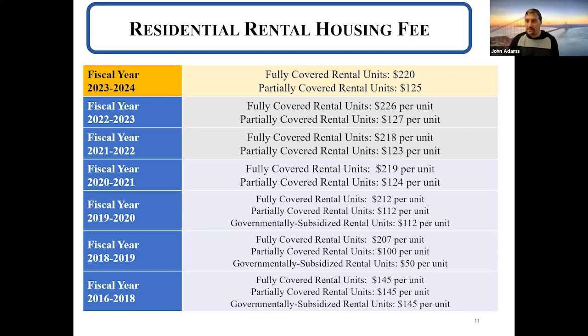Fees are set by City Council and adopted by the rent program. And we invoice generally from July through September. So landlords can expect invoices in that window.